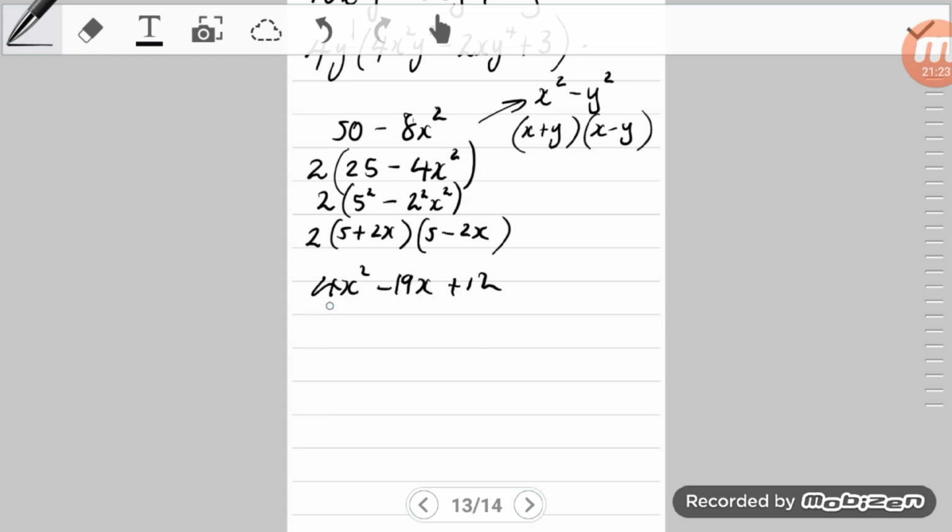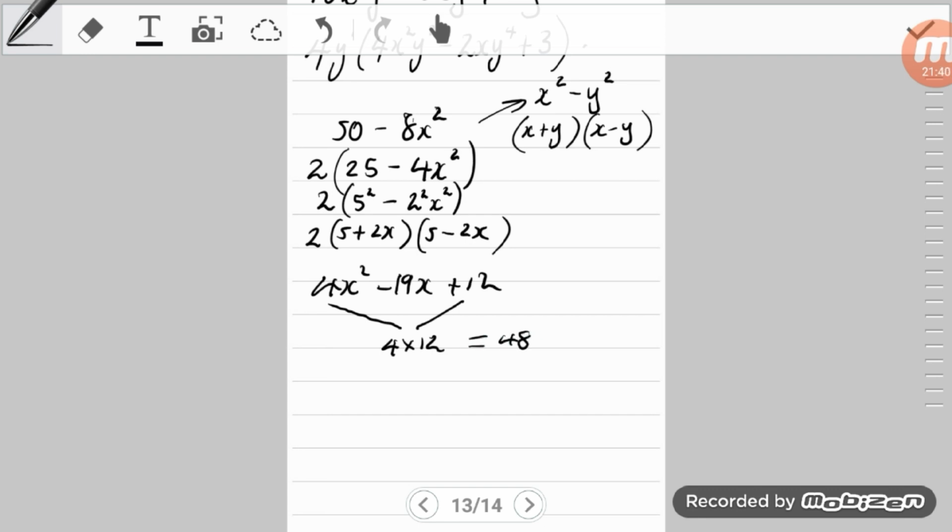So here we end up with 4 multiplied by 12. I'm just going to move a little bit quicker, guys, because this was already done on my channel. If you're a new subscriber, do check that out. If you're not new, you should be familiar with this method here. So 4 multiplied by 12 is 48.